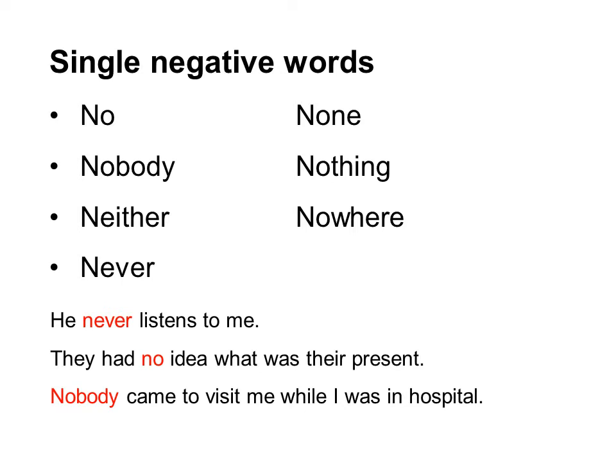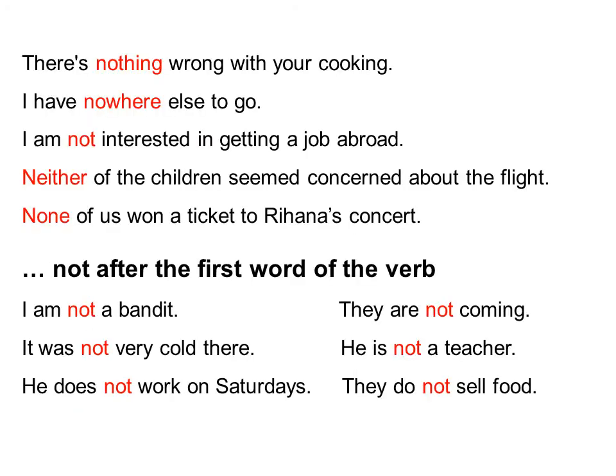We use them in sentences like, he never listens to me. They had no idea what was their present. Nobody came to visit me while I was in hospital. There's nothing wrong with your cooking. I have nowhere else to go. I am not interested in getting a job abroad. Neither of the children seemed concerned about the fight. None of us won a ticket to Rihanna's concert.